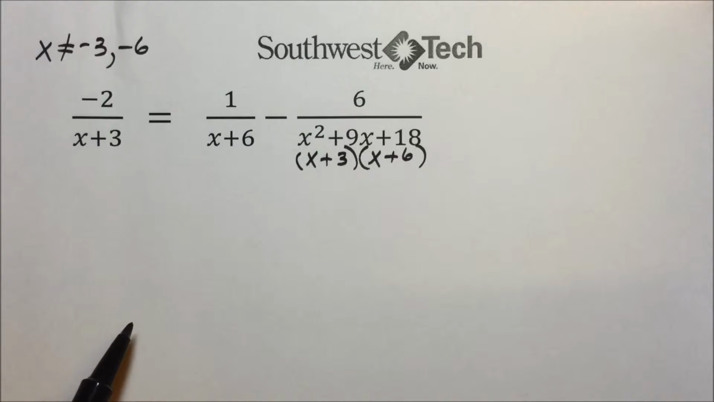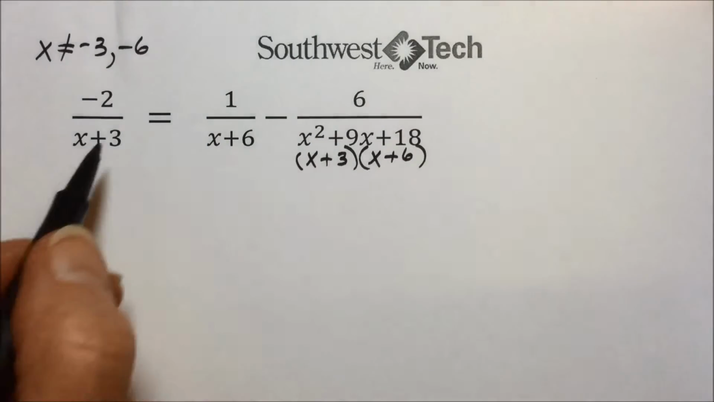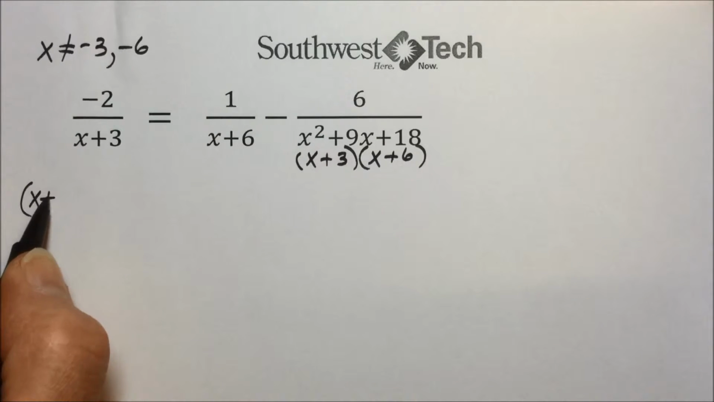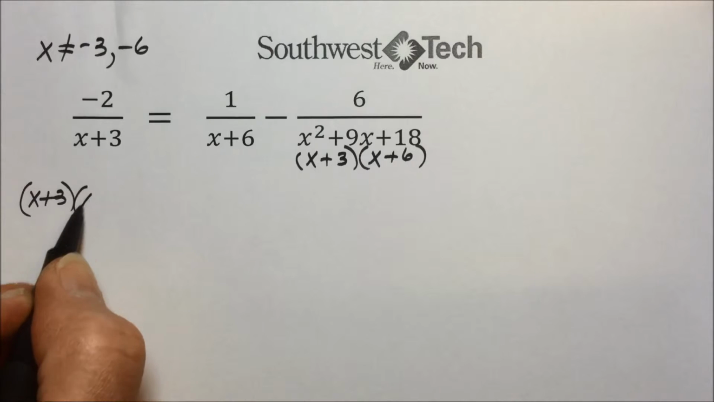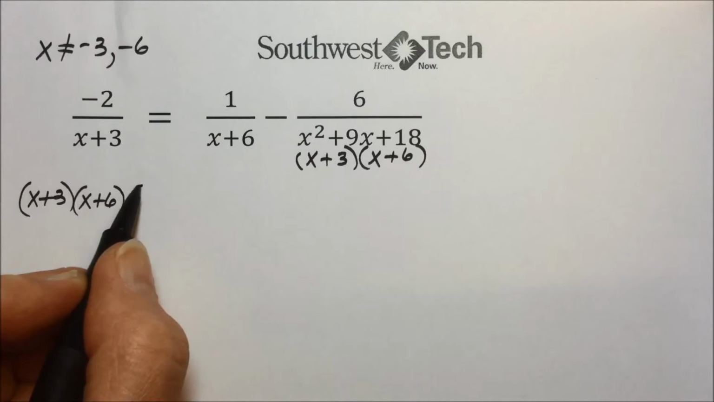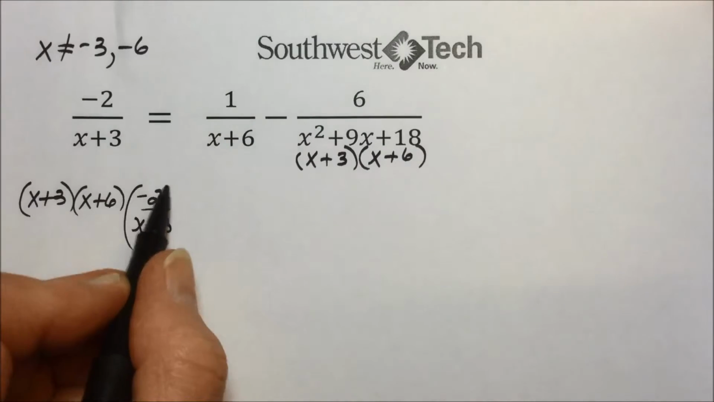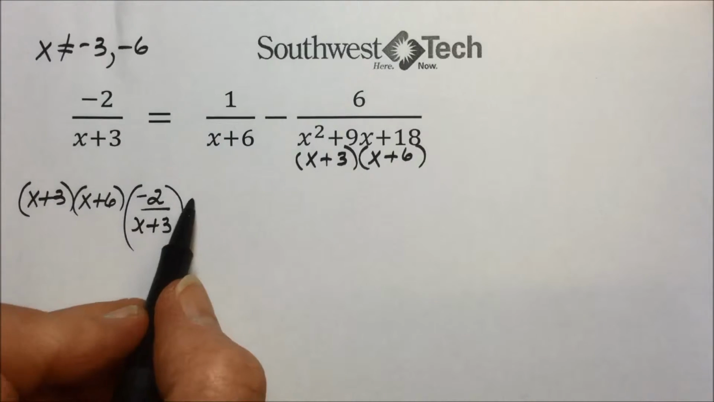Next, to simplify this, we'll multiply by the least common multiple of the denominators, which is x plus 3 times x plus 6. So each one of these three rational expressions will get multiplied by the least common multiple, which is the product of these two. So our first term gets multiplied by x plus 3 and x plus 6.